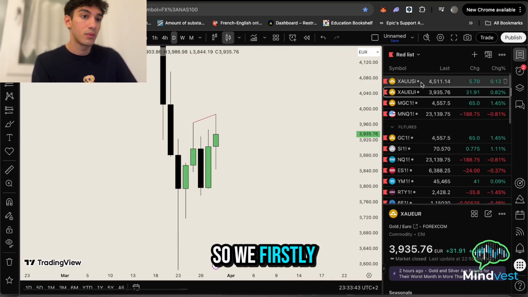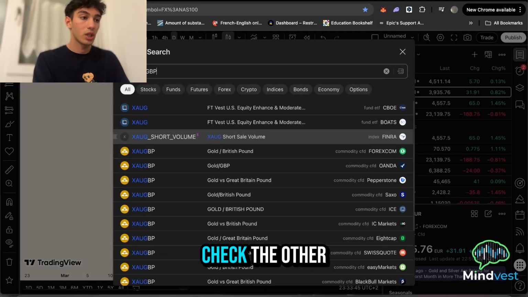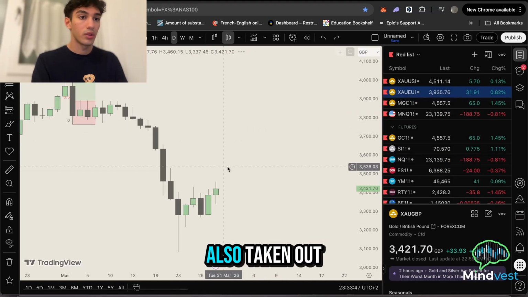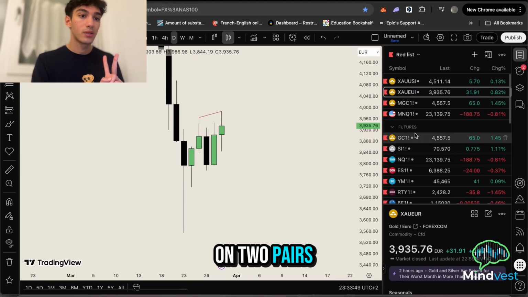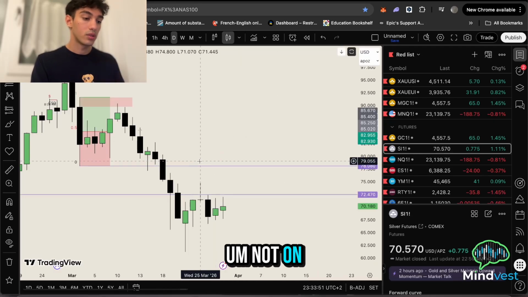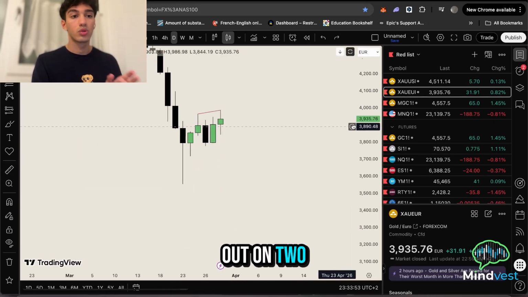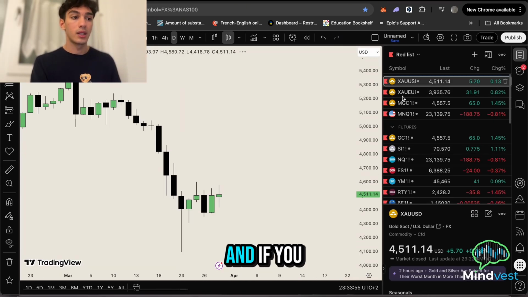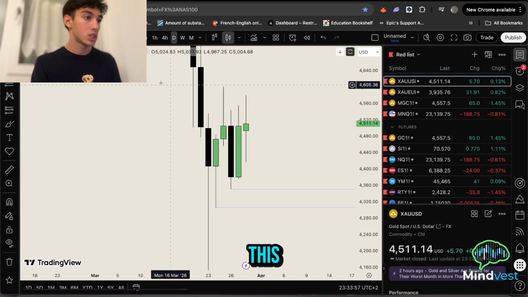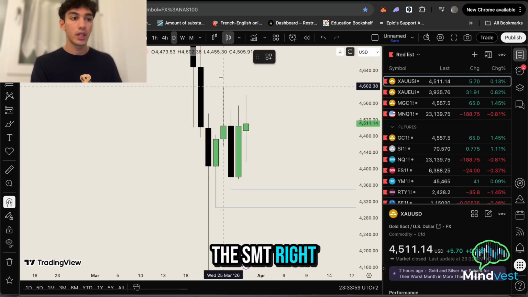So we firstly mark out the SMTs. Let's also just check the other correlates. So we also taken out here. We've taken out on 2 pairs, not on silver. Okay, so we've taken out on 2 of the gold pairs. And if you then check like this, you will see the SMT right here.